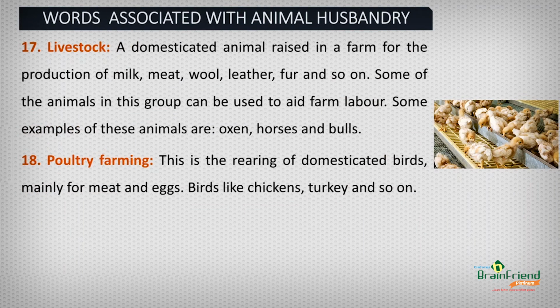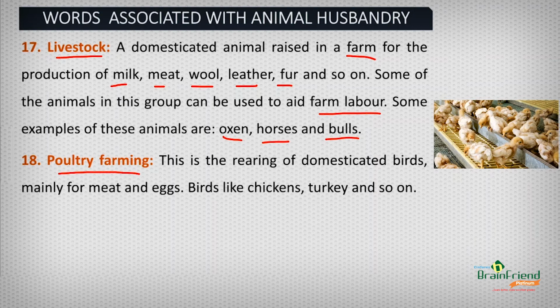Moving on, we have livestock. These are domestic animals raised in a farm for the production of milk, meat, wool, leather, fur, and so on. Some of these animals are used to aid farm labor, such as oxen, horses, and bulls. Sometimes the farmer uses these animals to plow the land.